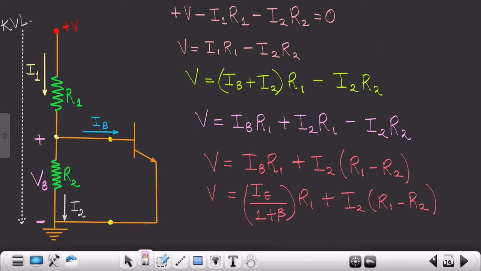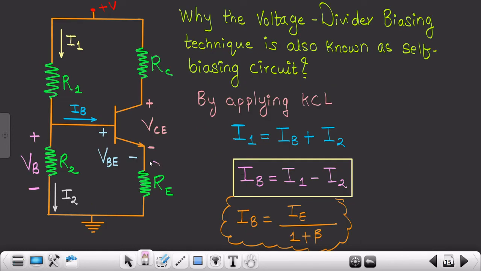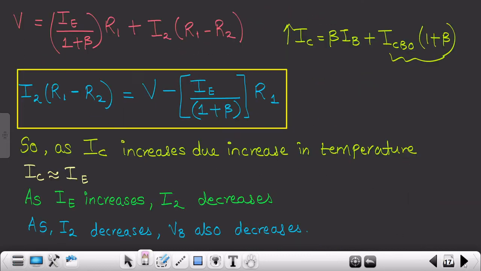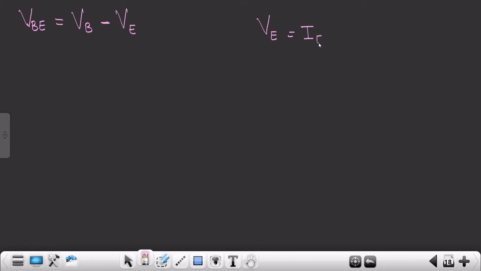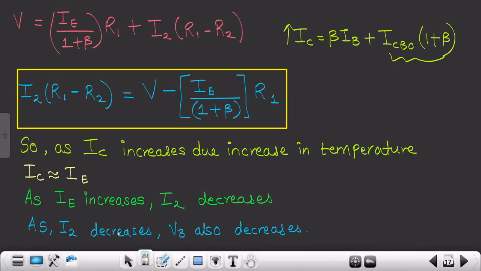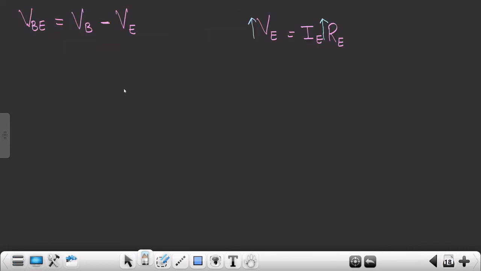See over here, I think I had not drawn that particular RE resistor, but anyhow it is drawn over here. As you can see, there would be one current IE flowing in this particular direction, and this is your emitter voltage VE, right? Let me erase all of these things. So VE can also be written as IE into RE. We understood everything up till here, right? As my IE is increasing, my VE will also increase. But on the contrary, what we saw is, as my IE is increasing, I2 decreases. That means my VB also decreases. So as IE increases, VE increases, but my VB is decreasing.